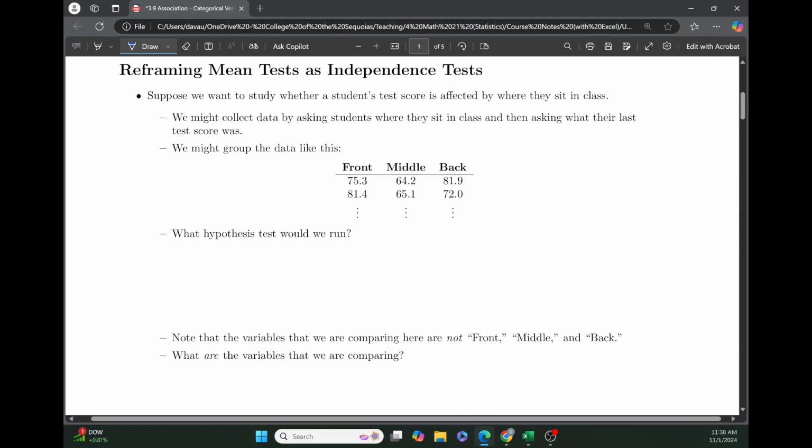So the hypothesis test we would run here, since we're comparing three means, would be an ANOVA, right? We'd run an ANOVA. Our null hypothesis would be mu1 equals mu2 equals mu3. And the alternative, of course, would be that at least one of the means is different.